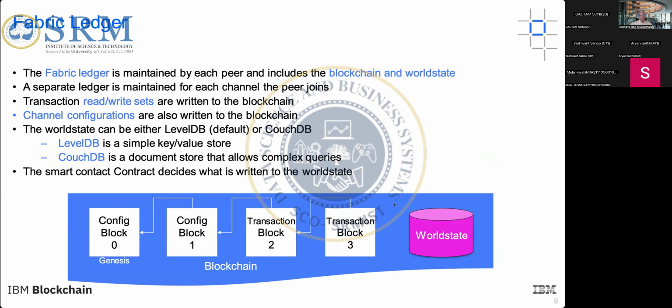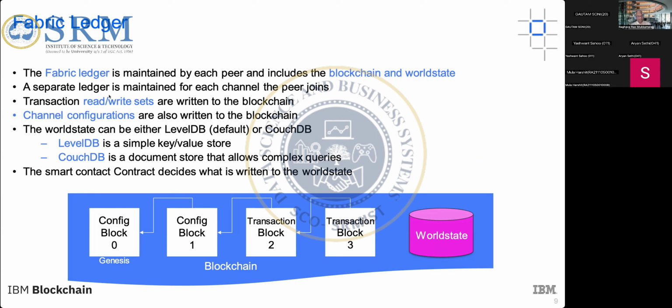Okay, so the Fabric ledger is maintained by each peer. Depending upon how big the blockchain is, you will have several peers maintaining the blockchain. Again, you have the blockchain and the world state, and a separate ledger is maintained for each channel. Hold on for a minute, I will talk about the channels.